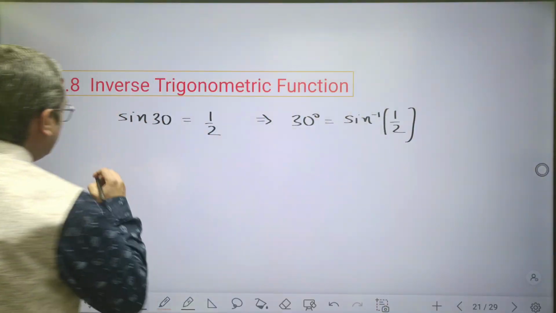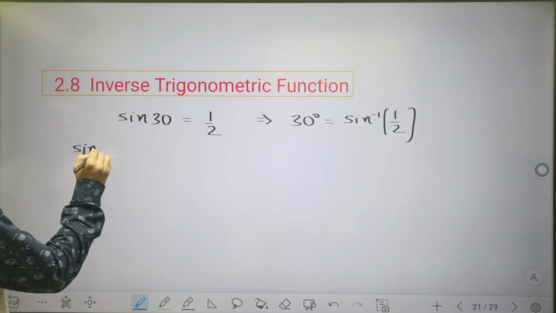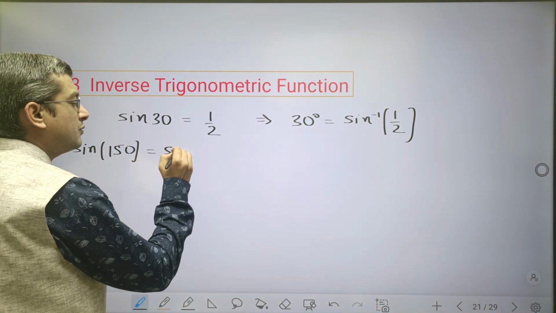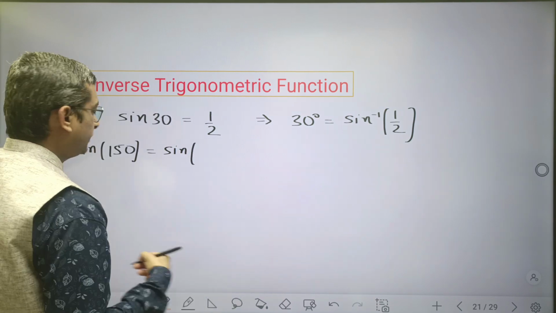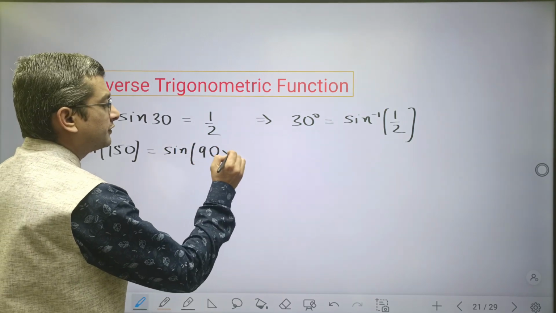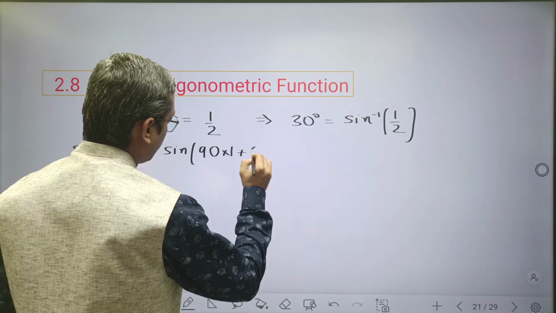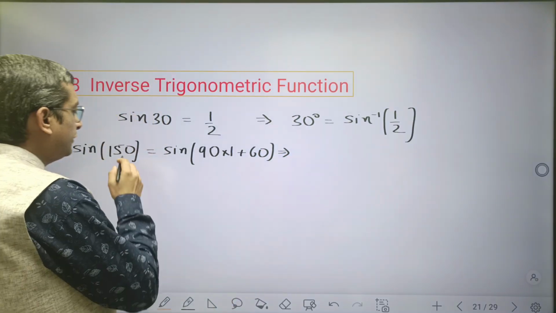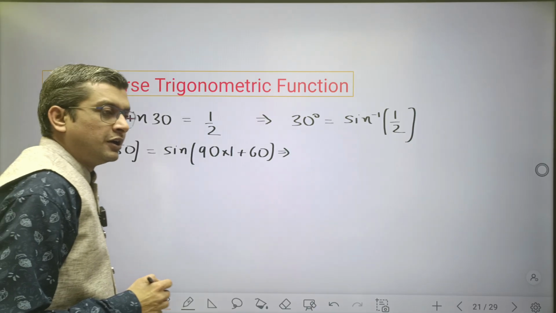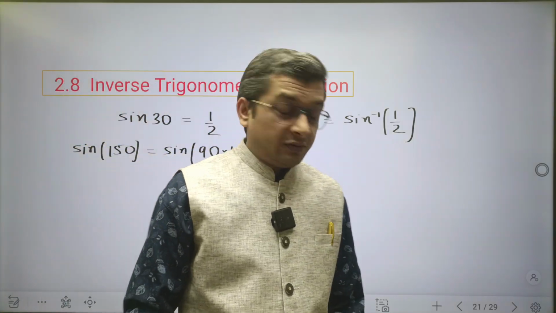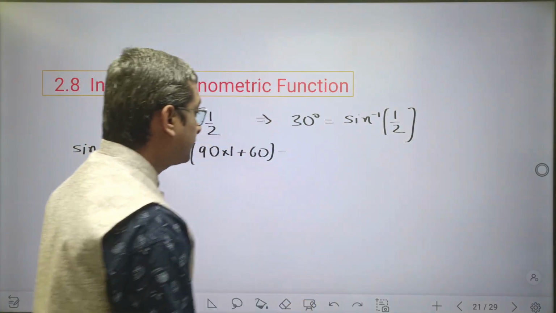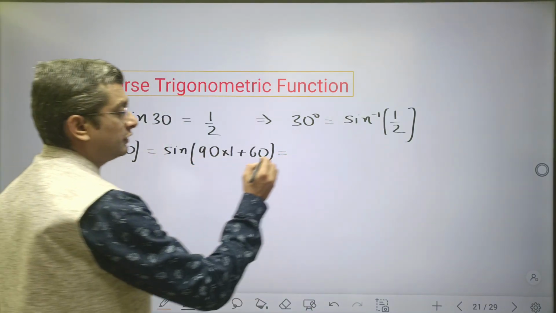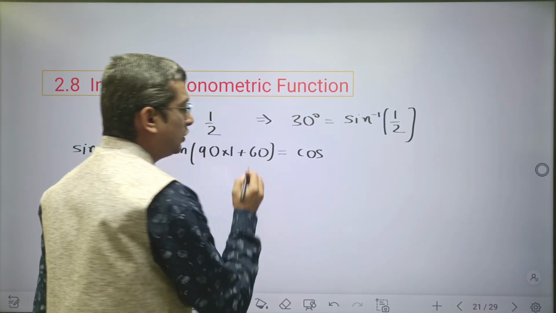Now suppose I write sine 150 degrees. What is sine 150 degrees? Apply the same rule we followed a few minutes back: this can be written as 90 into 1 plus 60. The angle is in the second quadrant. In the second quadrant the value of sine theta is positive, and this is an odd multiplier of 90, so sine gets converted into cos and you will be left with 60.